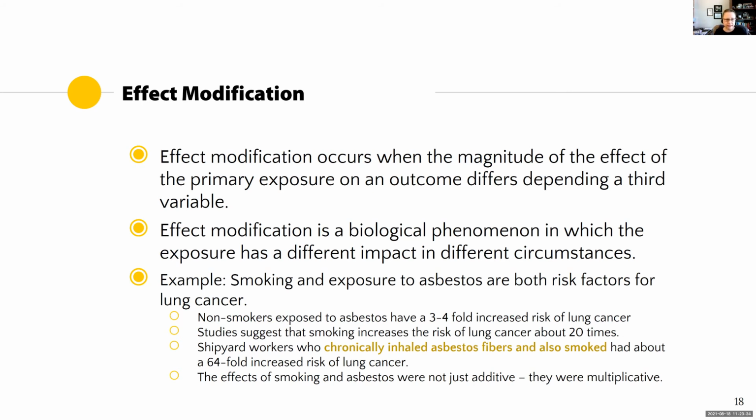Smokers have a risk of lung cancer, but shipyard workers who chronically inhaled asbestos fibers and also smoked had about a 64-fold increased risk of lung cancer right there. So if you smoked and worked in the shipyard, then those two things affected each other, right? So it's not even just additive in the case of smoking and asbestos. It's not just additive, it's actually multiplicative. It made it worse than if you just had one or the other.